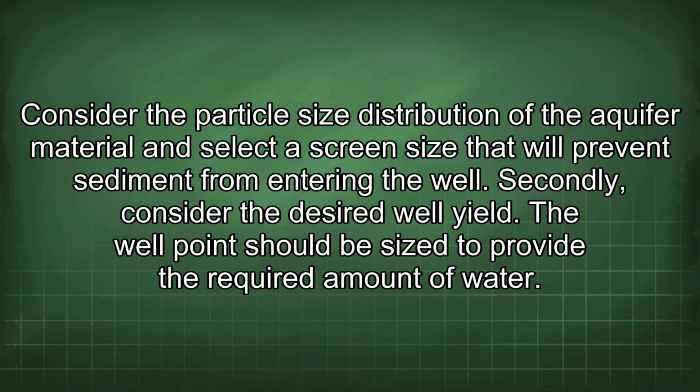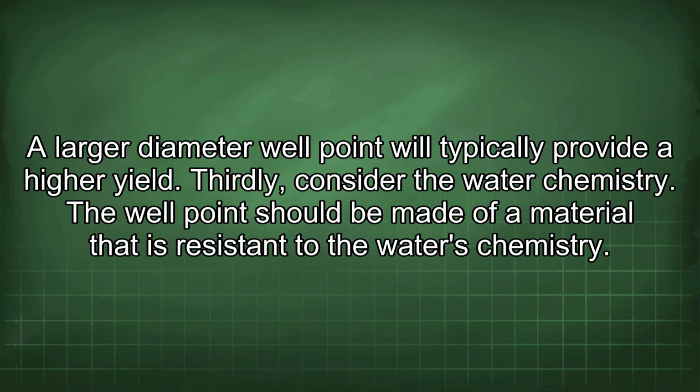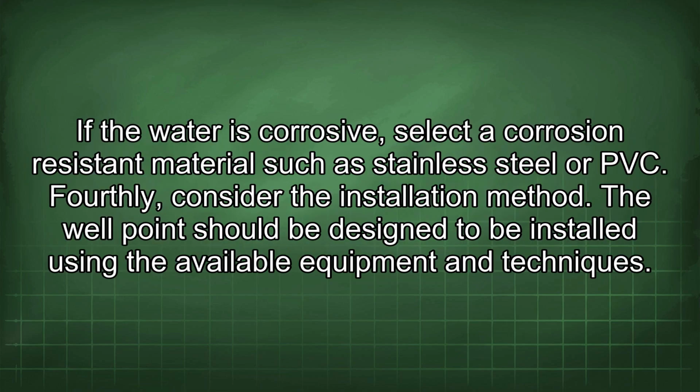The well point should be sized to provide the required amount of water. A larger diameter well point will typically provide a higher yield. Thirdly, consider the water chemistry. The well point should be made of a material that is resistant to the water's chemistry. If the water is corrosive, select a corrosion-resistant material such as stainless steel or PVC.